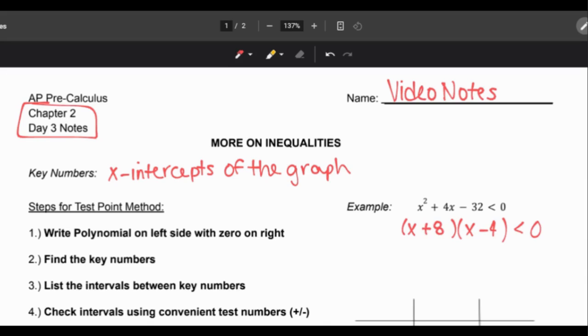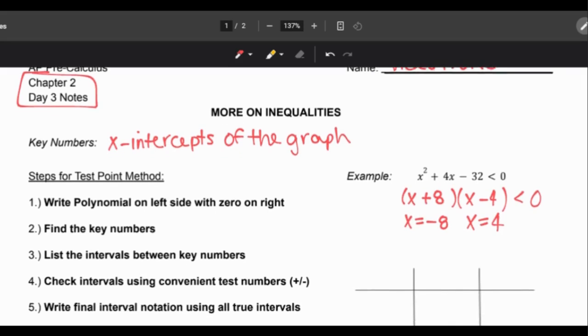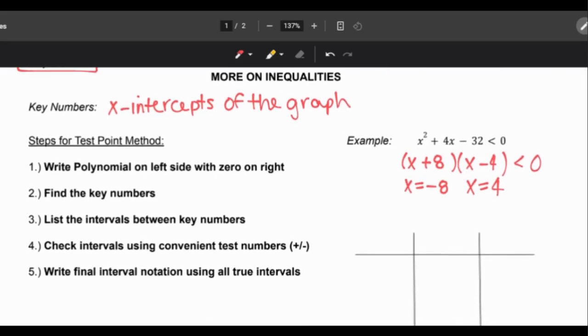So once we find our key numbers, we know we're going to set x plus 8 equal to 0. We could just solve that in our head. We know that's going to be x equals negative 8, and then x equals positive 4. So those are our key values. I'm going to think of a number line here, negative 8 to 4. And then we just need to come up with some number that's between negative infinity and negative 8, and then some number that's between negative 8 and positive 4, and then some number that's between 4 and positive infinity.